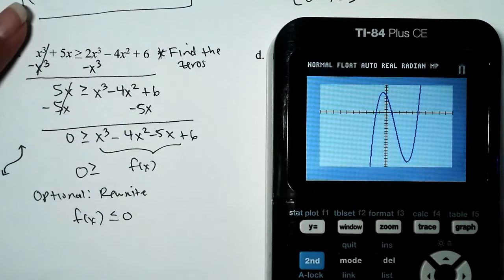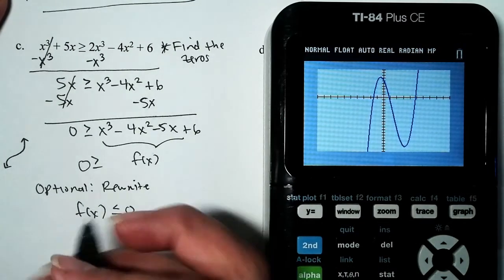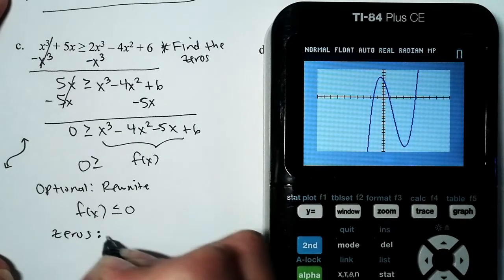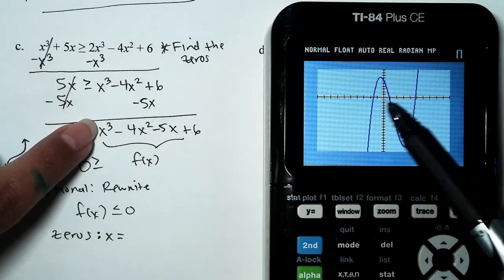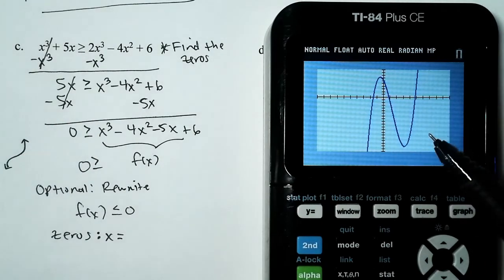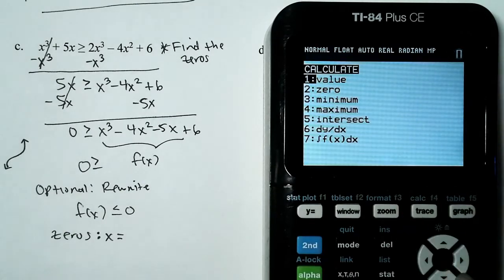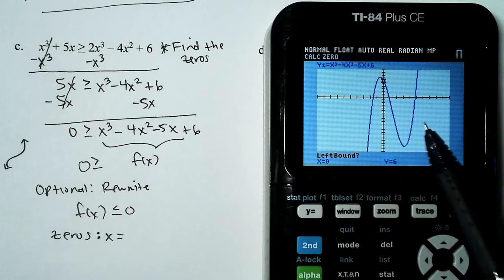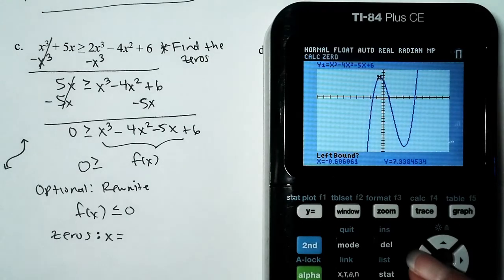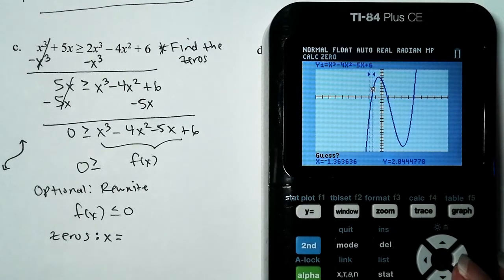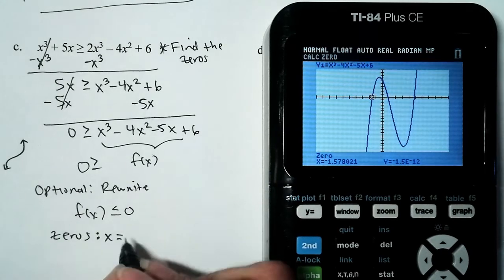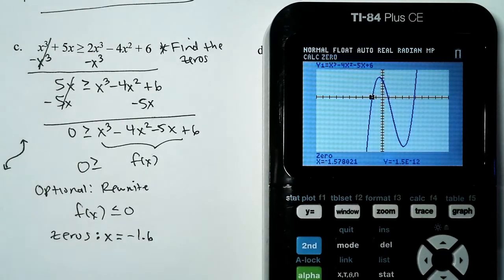So let's find the zeros, and I recommend that you list them from left to right. So the zeros, x equals, the degree is 3, so we're expected to have 3 zeros, in this case 3 x-intercepts. Let's find them one at a time. So second calc, 0. If we find this one right here, let's put the cursor to the left, enter, put the cursor to the right, enter. Guess, you could leave it there or move it. I think that's pretty good. And to one decimal place, that's about negative 1.6. Okay, 1 zero down, 2 more to go.